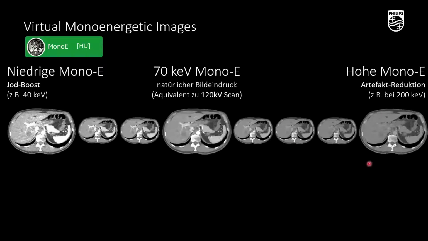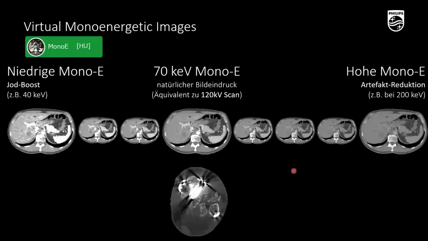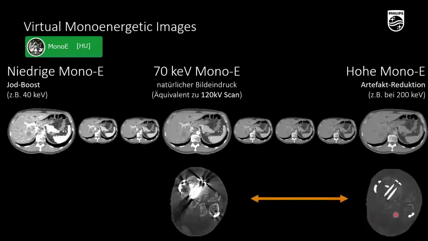Now, why would we be interested in the higher ones with no contrast? Well, what we find is if we have an image like this, where we have very strong metal artifacts, screws here in the tibia, and you want to do any kind of assessment of this, it is pretty much impossible here. But if we move to the higher energy, we're able to reduce these artifacts considerably. And here's an example of a high energy image.